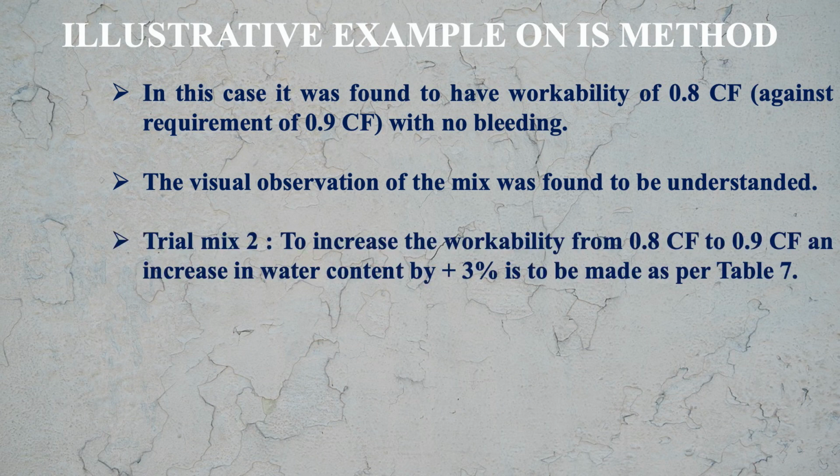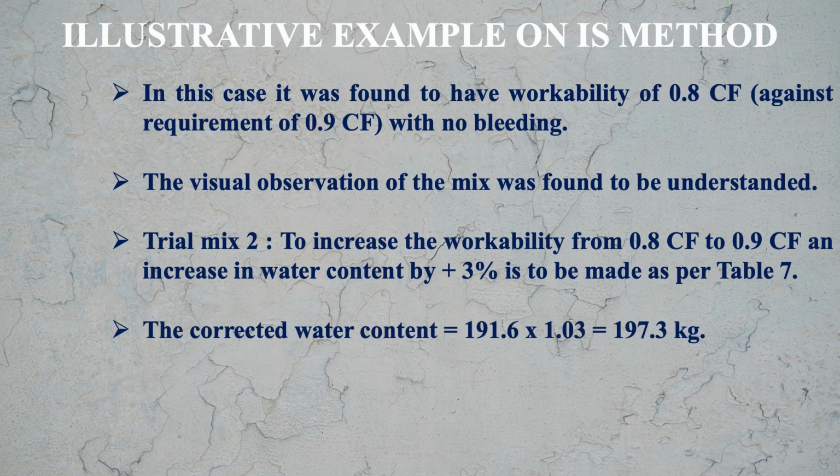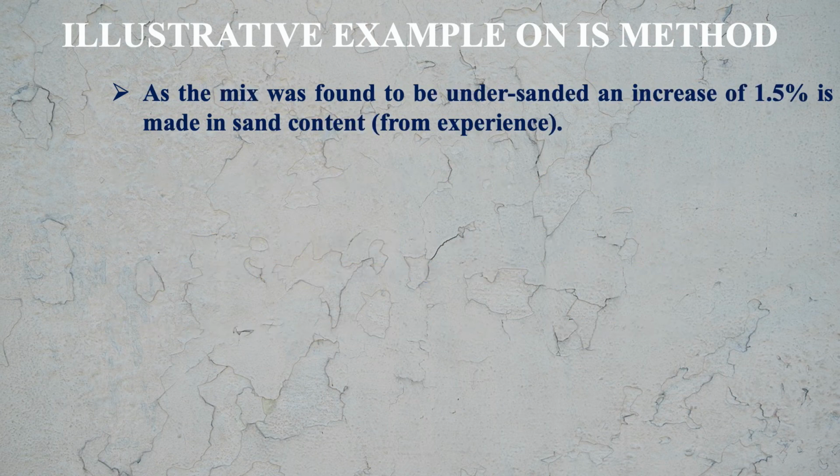To increase the workability from 0.8 compaction factor to 0.9 compaction factor, an increase in water content by plus 3% is to be made as per table 7. The corrected water content will be 191.6 into 1.03, meaning 197.3 kg. As the mix was found to be undersanded, an increase of 1.5% is made in sand content. It is from experience basically.